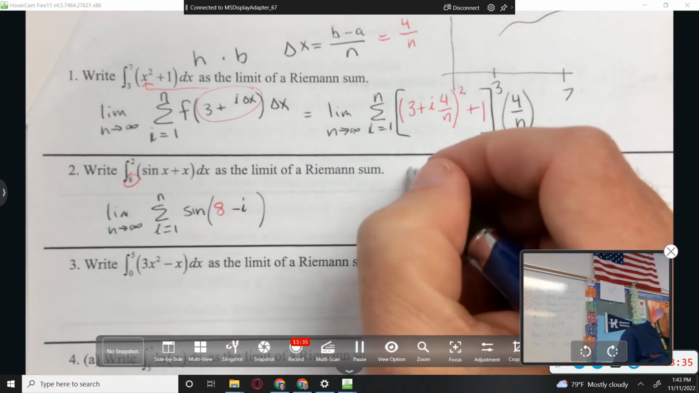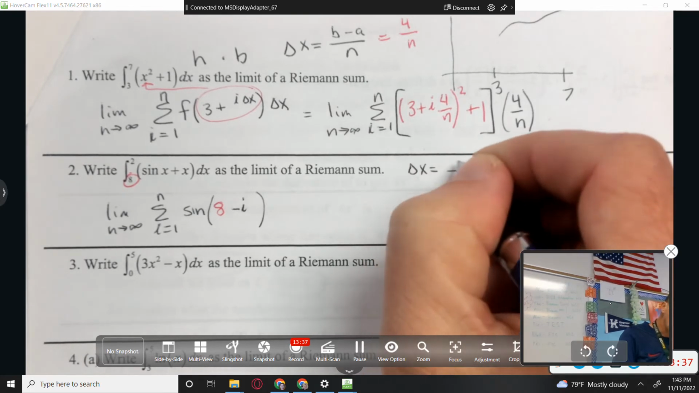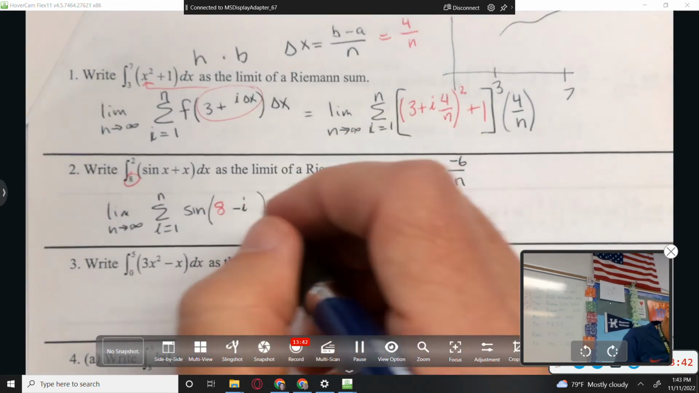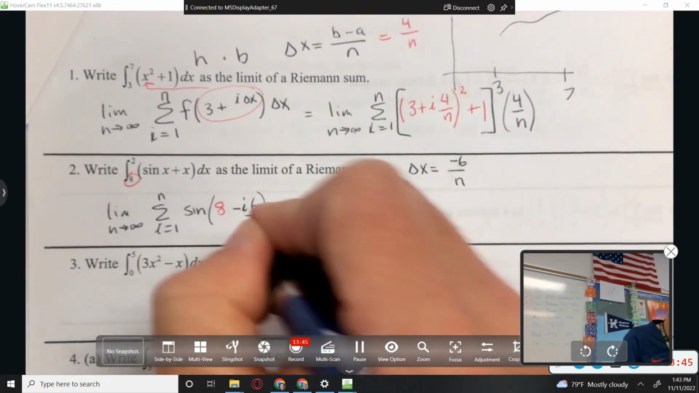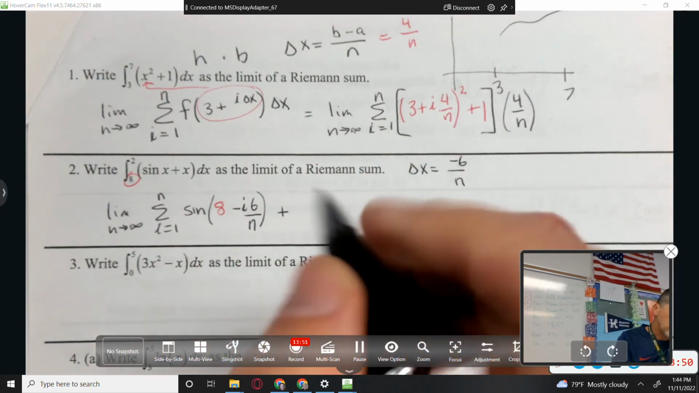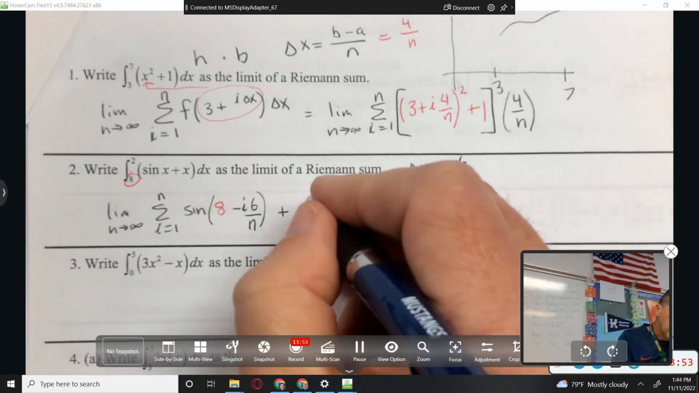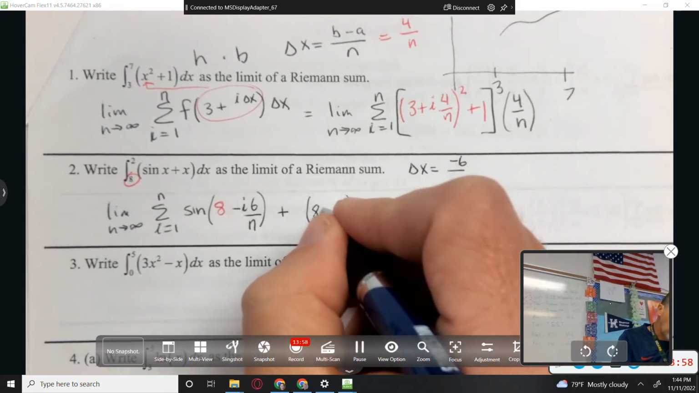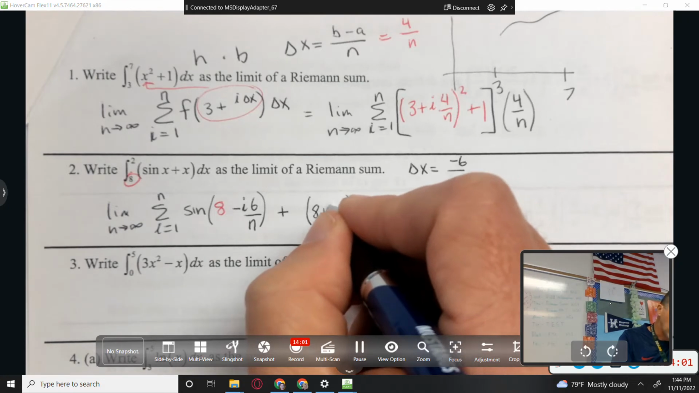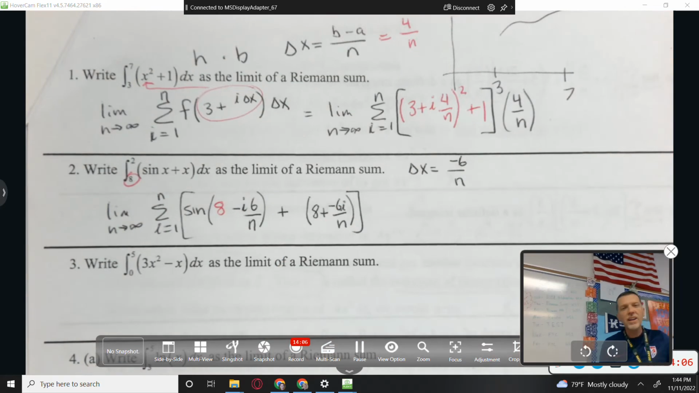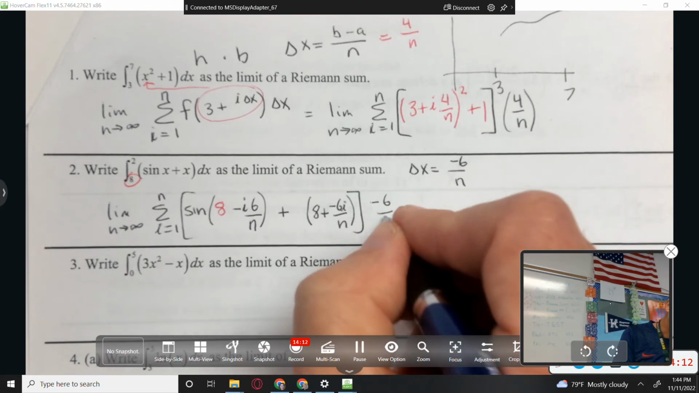What's delta x for this one? Negative 6 over n. So be careful because we're going backwards. So minus i times 6 over n. Well, no, wouldn't it be? Oh, never mind. Yeah, because I put the negative there. Plus x, which is 8 minus 6i over n. There's my height, times my width, negative 6 over n.